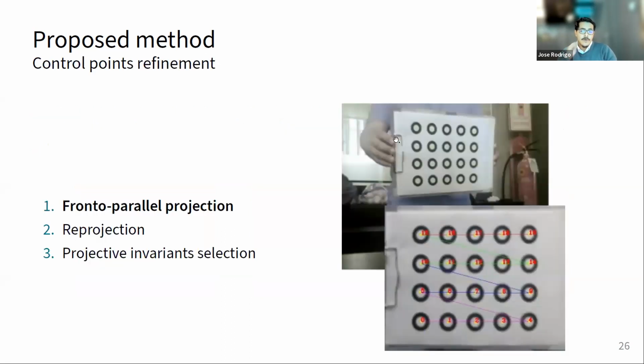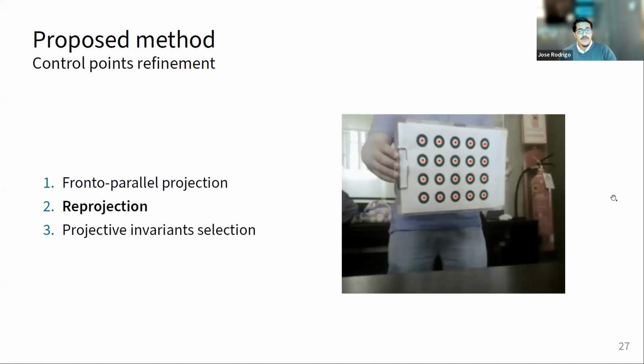Okay, after we perform the first camera calibration, we're gonna perform a frontal parallel projection where we are gonna try to reproject the pattern, the camera calibration pattern, in a frontal parallel frame. As we can see here, it's exactly the same frame, but just reprojected. After we reprojected the image frontal parallel, we're gonna find here the control points, the 20 control points. And these control points, we are gonna reproject them in the original image.